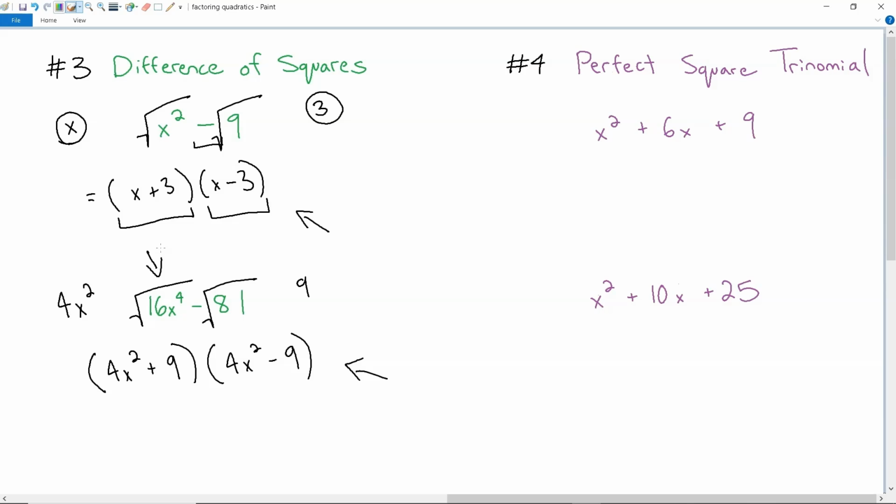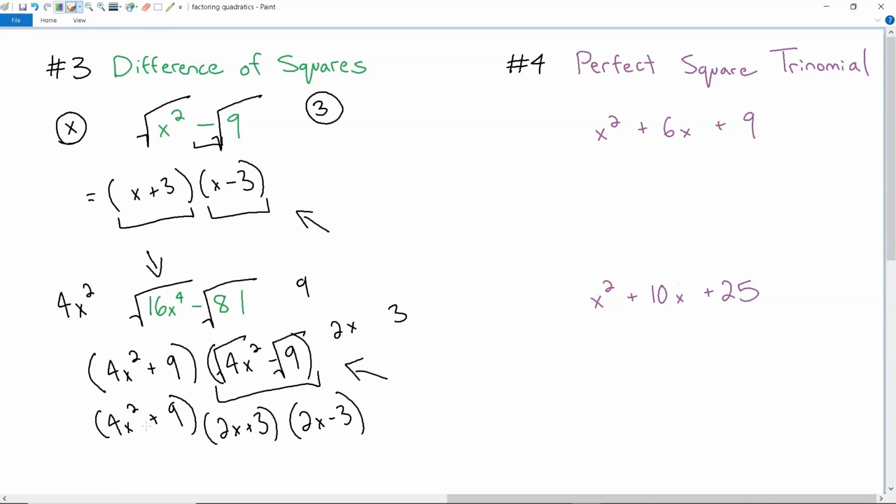So we can still apply the difference of squares rule, even when we're not dealing with the quadratic. And when we do this, it could be the case that we need to apply it twice, because one of our bracketed terms is itself a difference of squares. So let's do the same steps. 4x squared square rooted will be 2x. Square root of 9 is 3. So this can be broken down into 2x plus 3, 2x minus 3. And then we can't forget our original bracketed term here as well. We just didn't do anything with it.